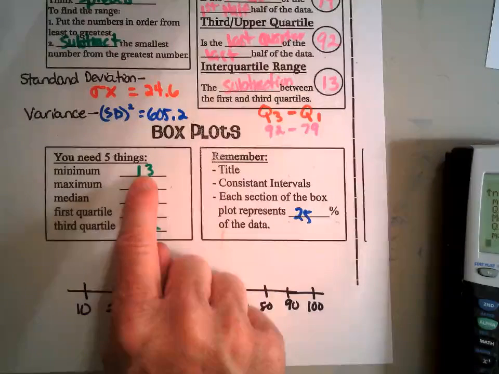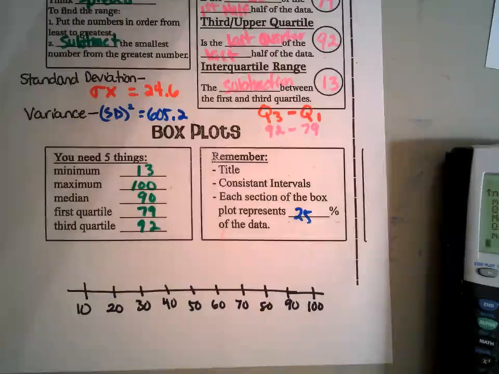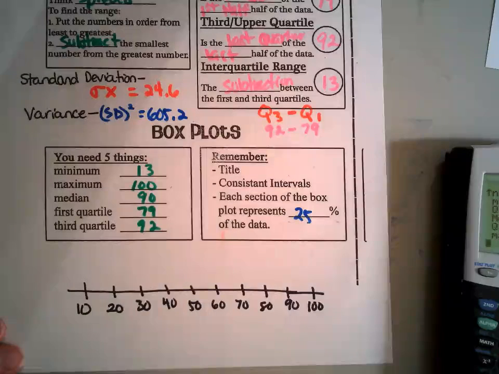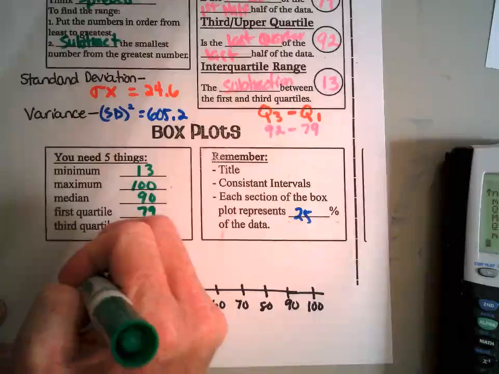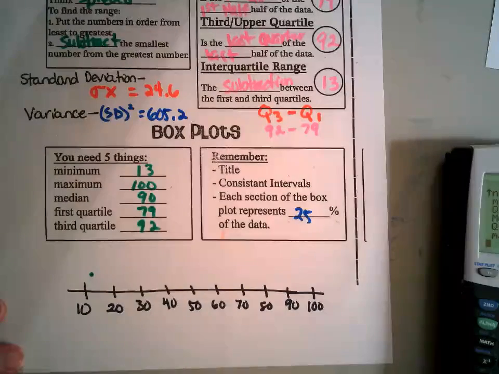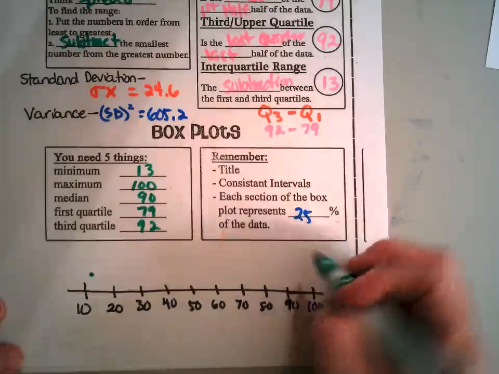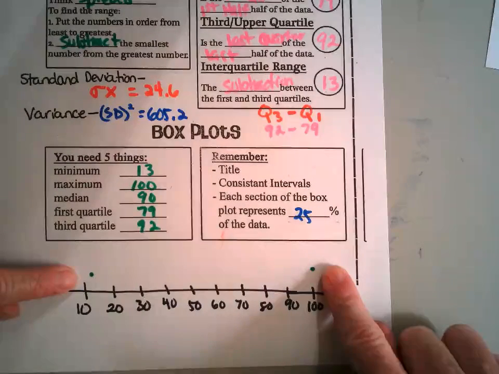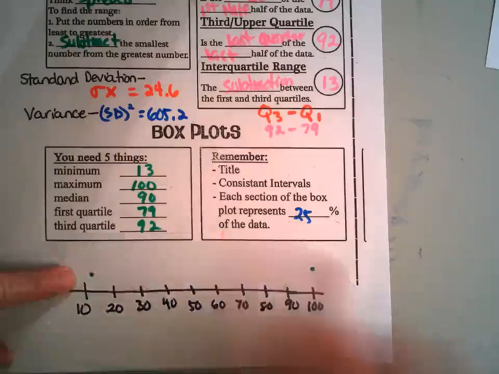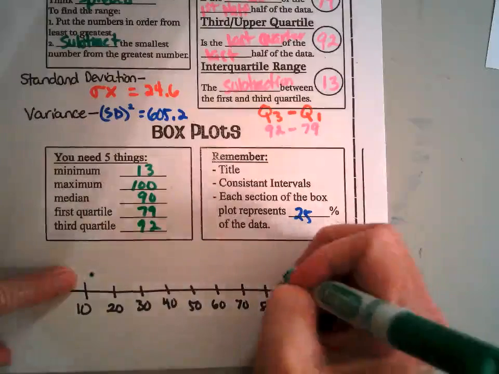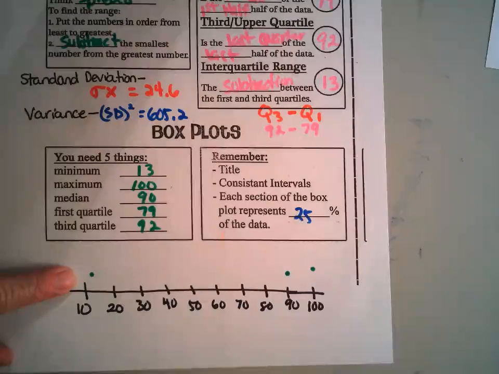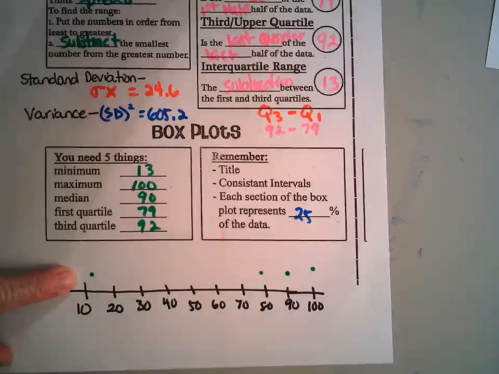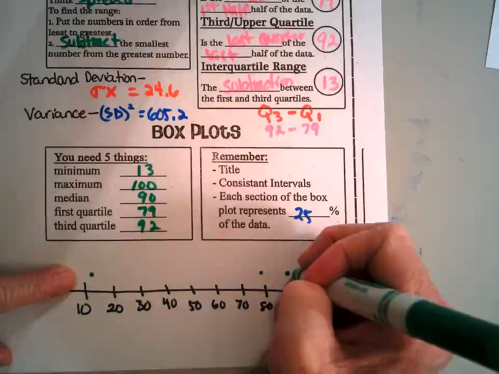So let's plot it. We're going to have to estimate where these dots are going to go. Then we'll go back and give it a title. The minimum is 13, so it's going to be just past 10. The maximum is 100, so it's all the way down here. Those are the ends of the whiskers. The median, 90, is going to be right there. The first quartile, 79, is just less than 80. And the third quartile is 92, which is just past 90.